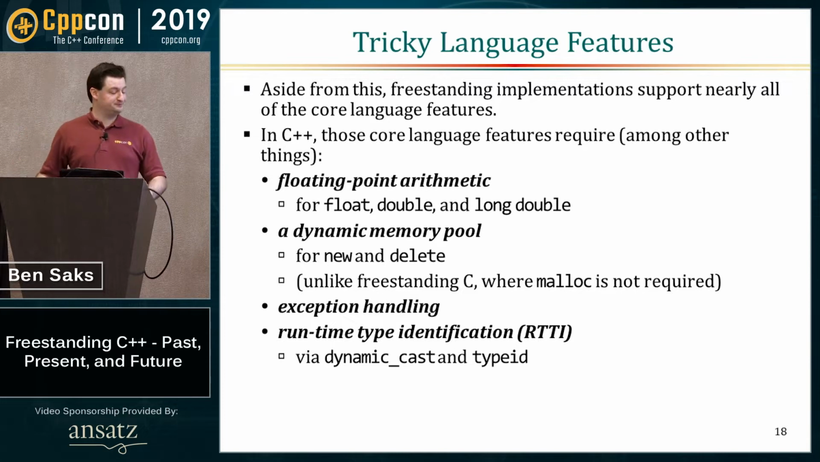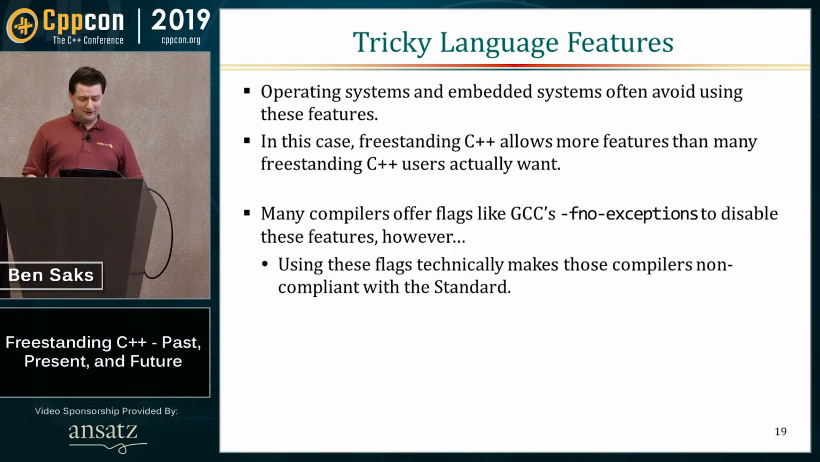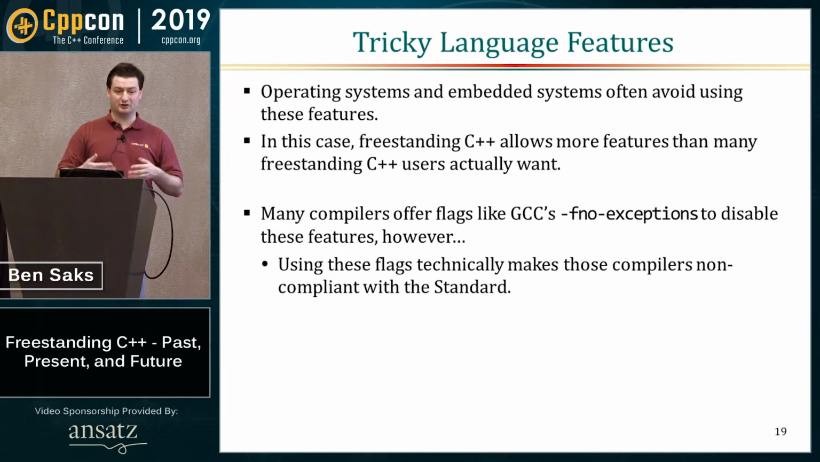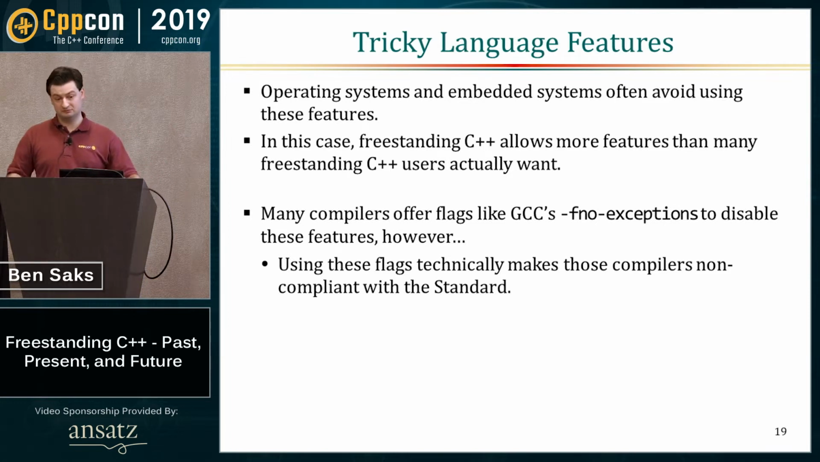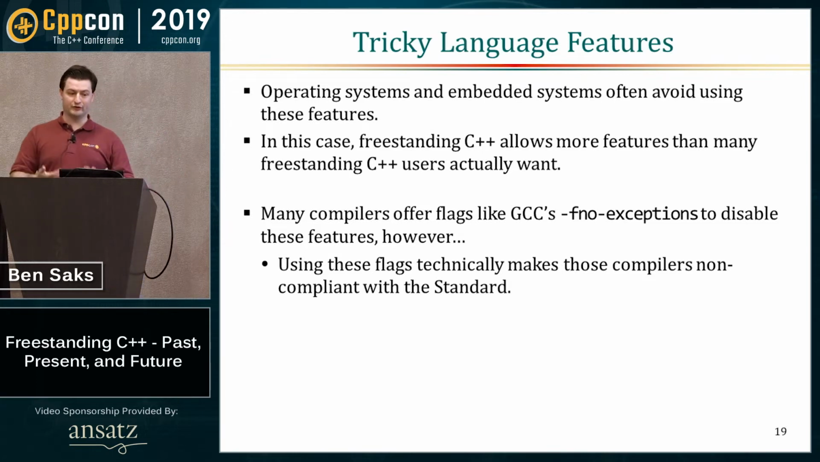Exception handling has to be available. You need to be able to throw and catch exceptions. And runtime type identification. You need to be able to use dynamic cast and typeid in freestanding implementations. Now, a lot of these are features that freestanding programmers of operating systems and embedded systems tend to avoid using. Exception handling and runtime type identification in particular tend to be features that are often avoided in those sorts of applications, some desktop applications too, for that matter, because they introduce a certain amount of overhead into the program, even if the program never throws an exception or does a dynamic cast.